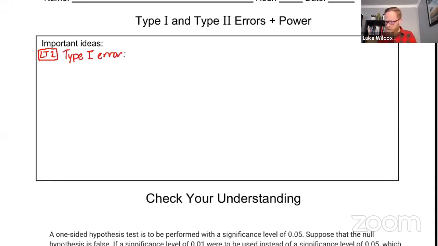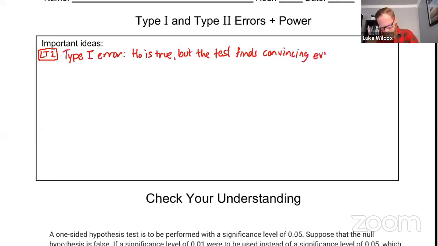Okay, the definition for a type 1 error is that the null hypothesis is true, but the test finds convincing evidence for HA, right? That would be an error, right? That the null is true, but the test finds convincing evidence for the alternative. Make an error there. That's type 1. Type 2 error.